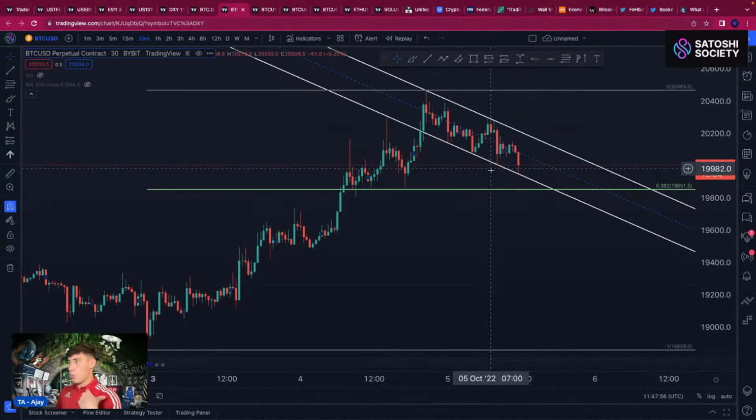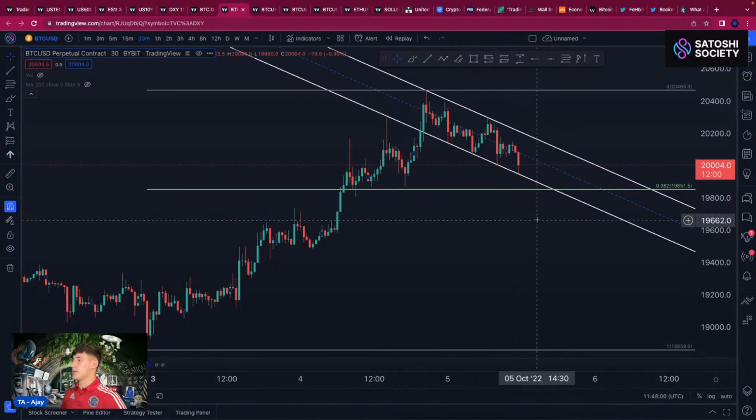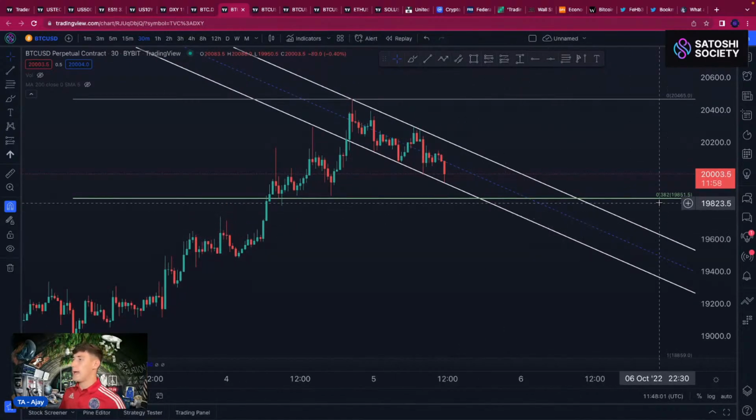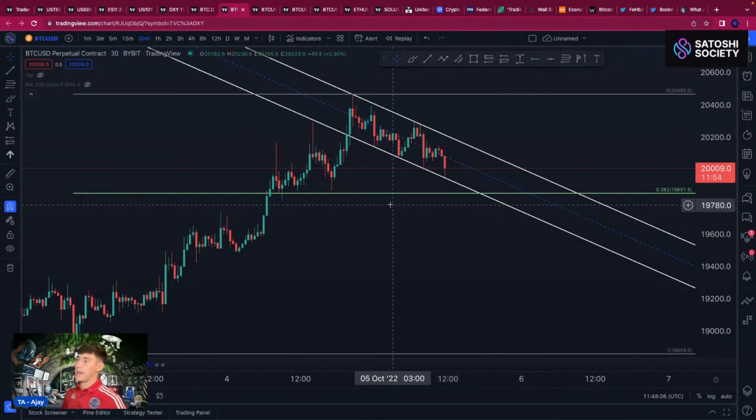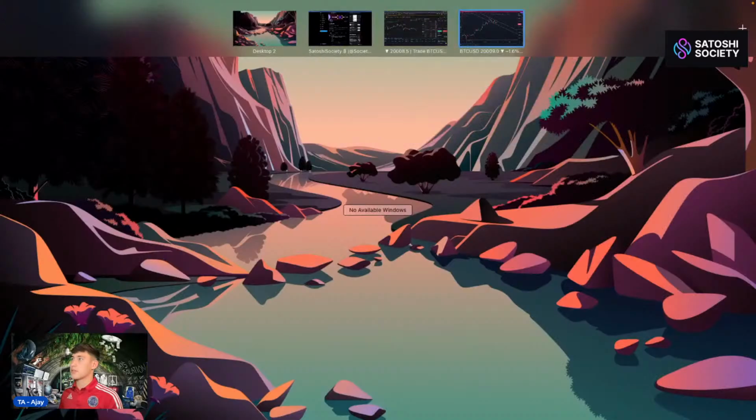Now, with these bull flags, we do like to use the Fibonacci, and a good level for a potential entry point is the 0.382. Now, I just want to bring you an example of why this is a good level. So I do in fact have a little video that I want to show you, if I can just bring it up on the screen here.